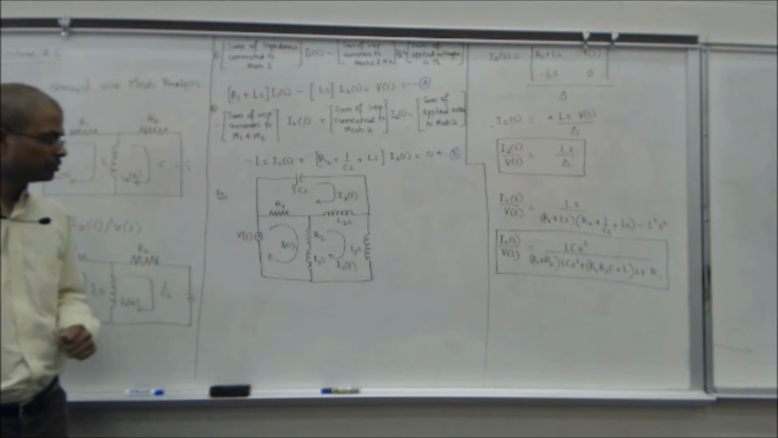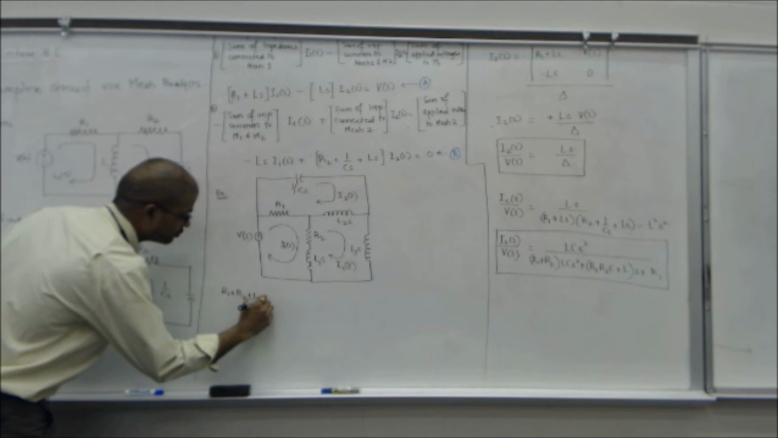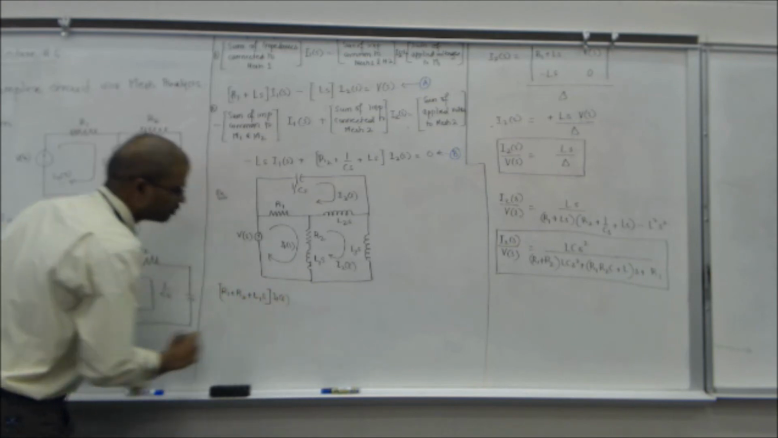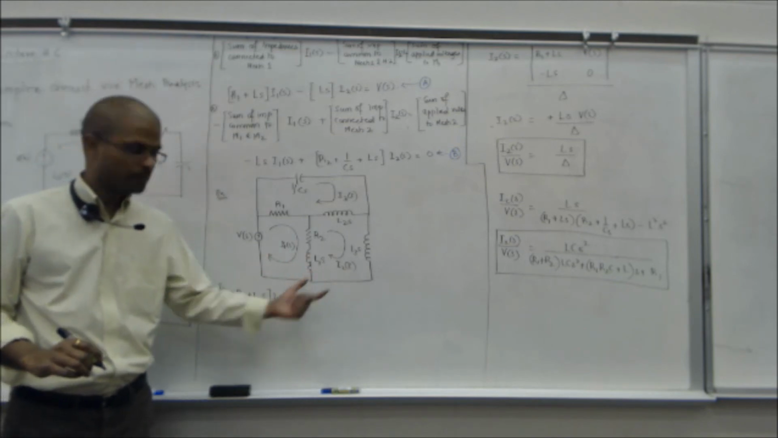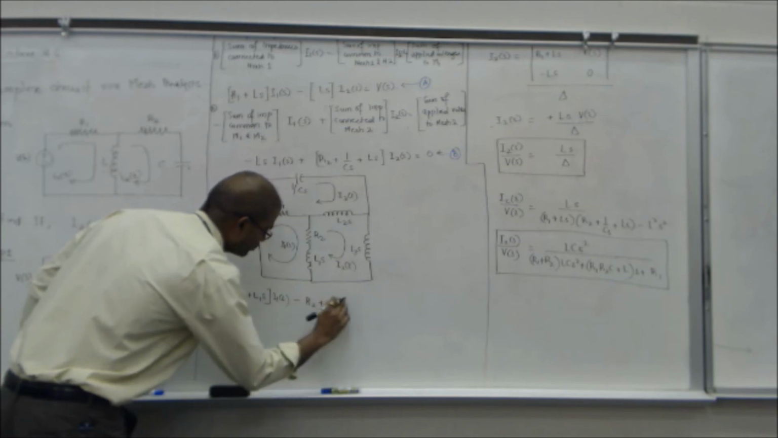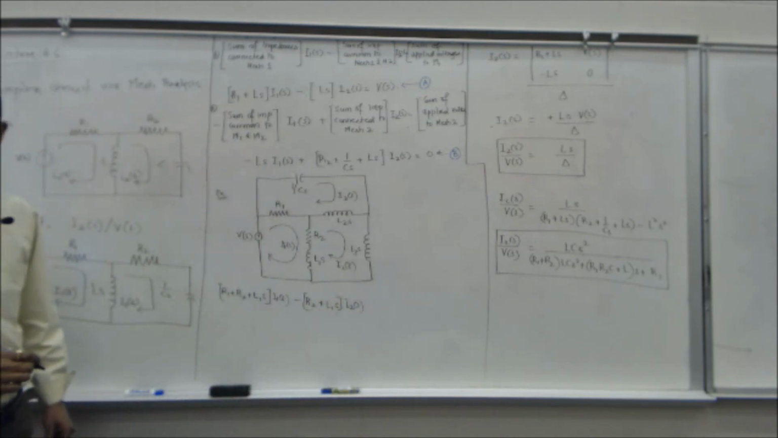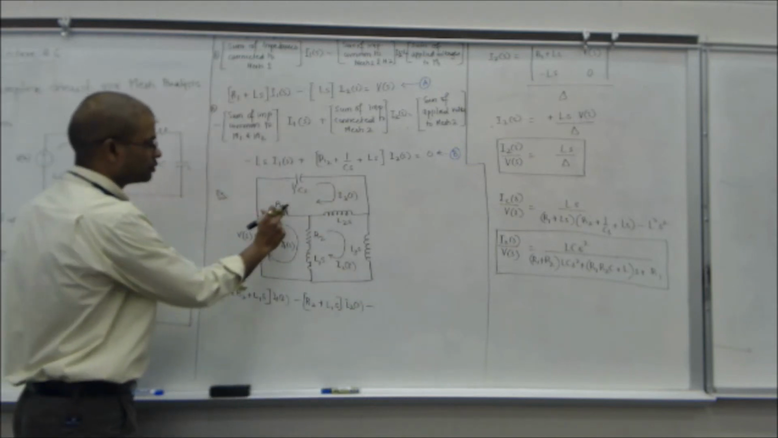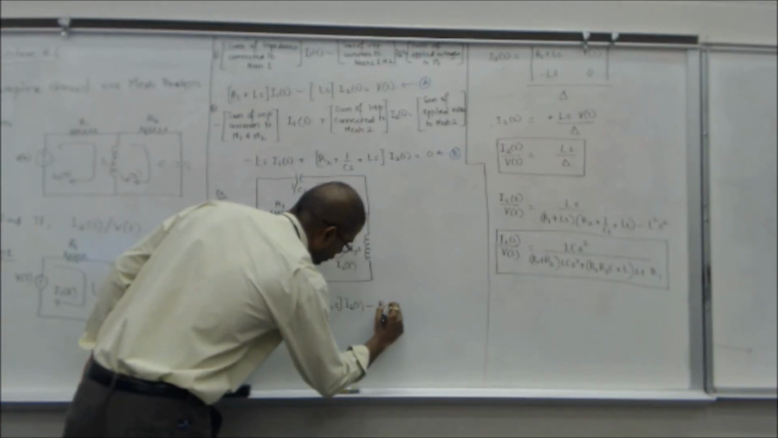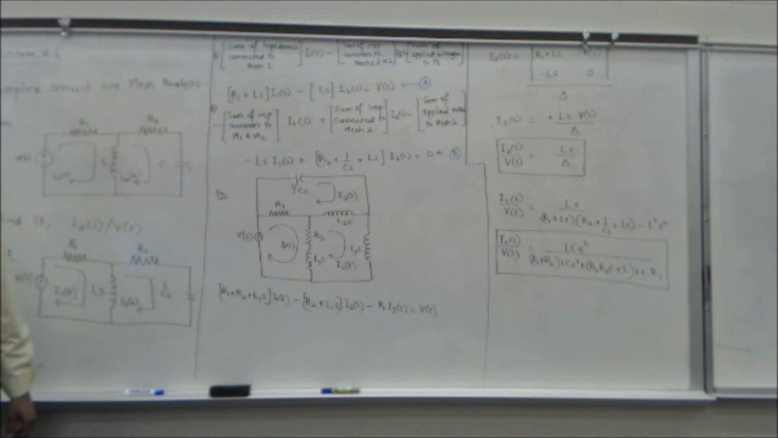So when you're solving for mesh 1, you have R1 plus R2 plus L1 times I1 of S. Now look for mesh 1 and 2: minus R2 plus L1 times I2 of S. Correct? Minus, look for 1 and 3. What is common between 1 and 3? Just R1. R1 times I3 of S equals to something. Got it?